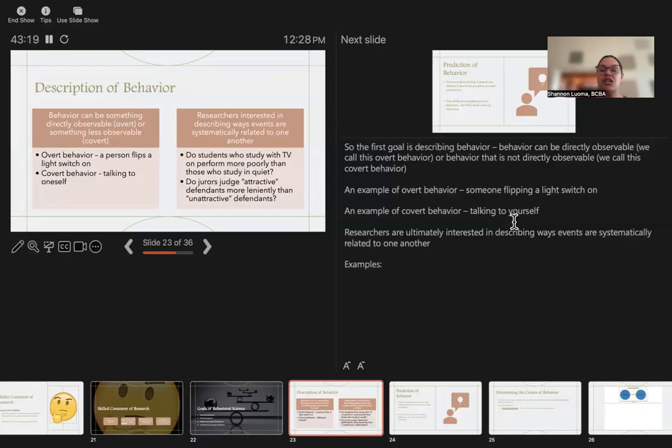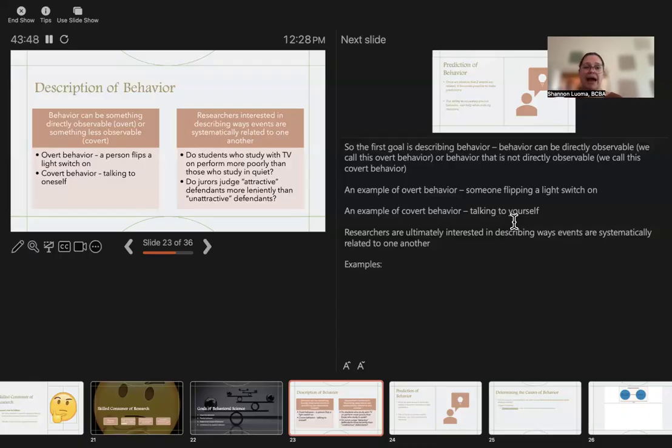Another one, do jurors judge quote unquote attractive defendants more leniently than unattractive defendants? There's actually research on this. The answer is unfortunately yes. But again, that's another research question that we can look at, right? And we can measure this. We can have a level or a scale of attractiveness based on any number of variables that we have to define very clearly.